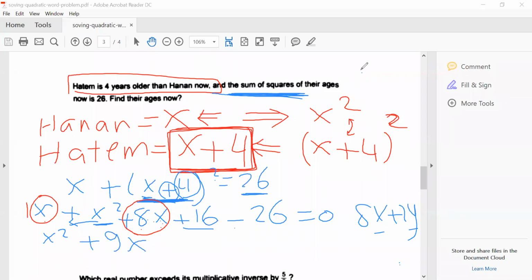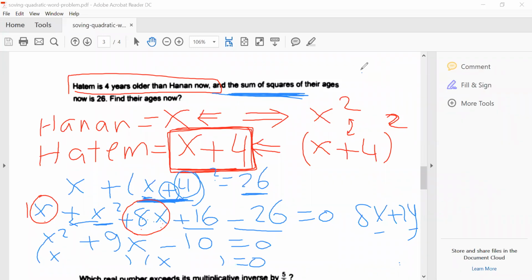Positive 16, negative 26. They are both numbers. Add them by your calculator. It will give you negative 10 if you couldn't add and subtract the positive and negative numbers. So my expression now is done: x squared plus 9x minus 10 equals 0. I will factorize. x and x. Who can complete?